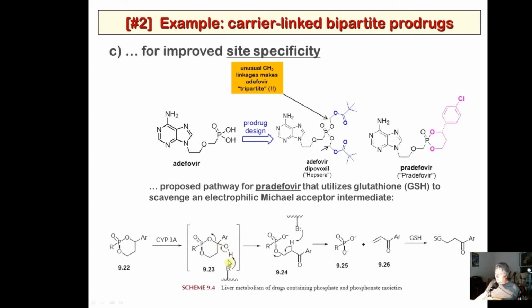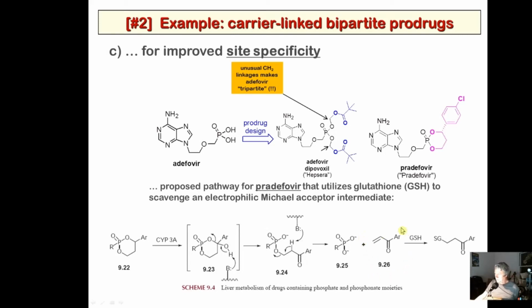Well, anyway, base will take this proton and then kick this off to make a ketone, and then sort of open up the ring, and then another base, maybe an amino acid or something, will take this proton, eliminate, and now you've generated the active pharmaceutical adefovir, which is in the phosphate form. That's what 9.25 is. But that creates an active electrophile.